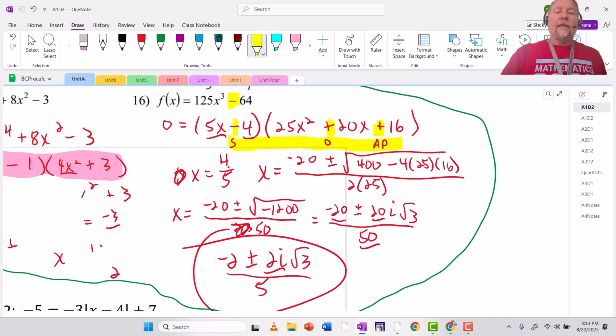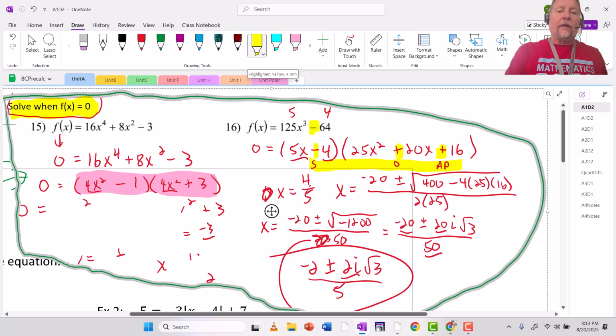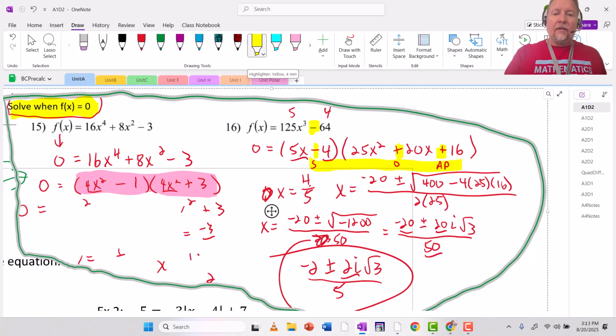Oh, and then we did not have this yesterday in the walk around, but what if it did say solve for when x equals 0? Well, then you'd use the zero product property and get 4/5. Oh, and always, when you have a sum or difference of two cubes, this trinomial, the quadratic, will always end up being an i number.